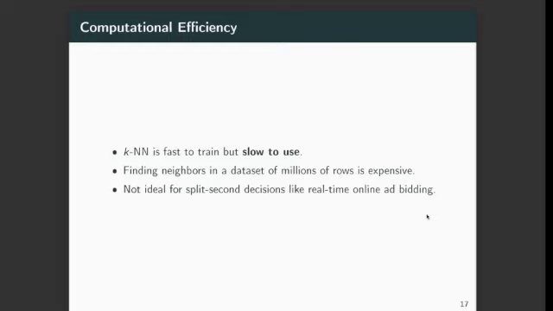Now we also talk about computational efficiency. KNN is quite fast to train, but it can be slow to use, because finding neighbors in millions of rows can be computationally expensive. So it is not ideal for things that need split-second timing, like bidding for online ads in real time.